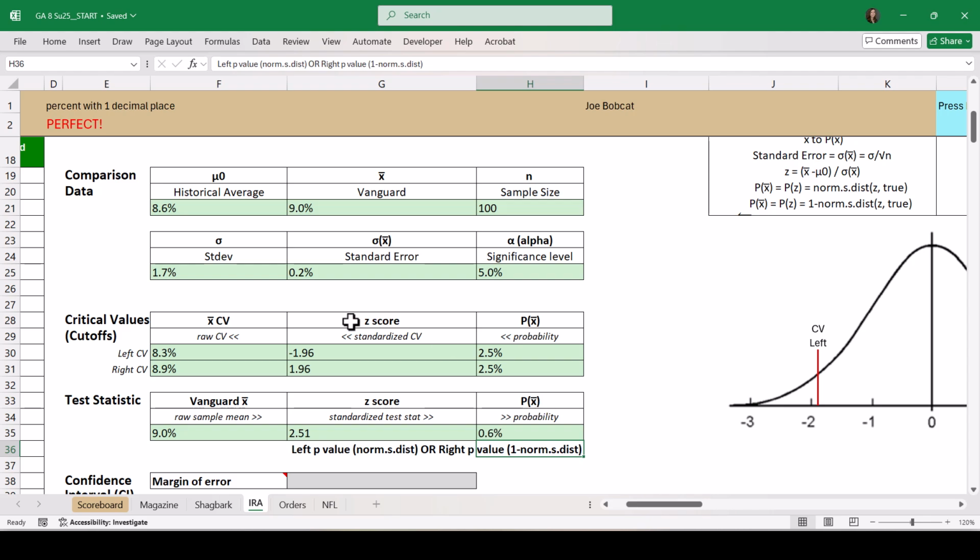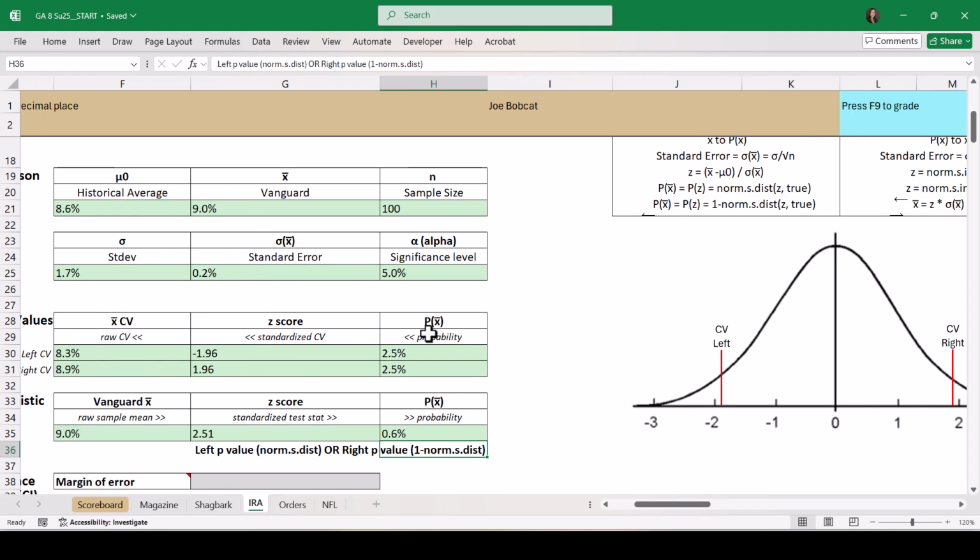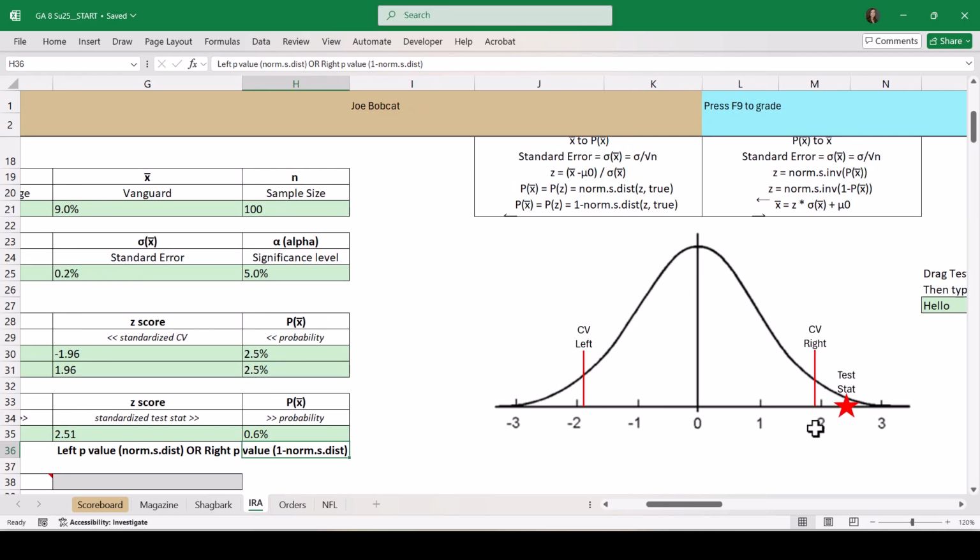All right, I got 0.6. So you can see from all of these approaches, we are going to reject the null hypothesis. It's very unlikely that we would observe a sample mean in this tail. Actually, there's less than a 1% chance that we would observe a sample mean in this tail. So we are taking that as evidence that we are going to reject the null hypothesis. The null hypothesis is not accurate. Vanguard is not the same as the historical average. We believe that Vanguard is greater than.